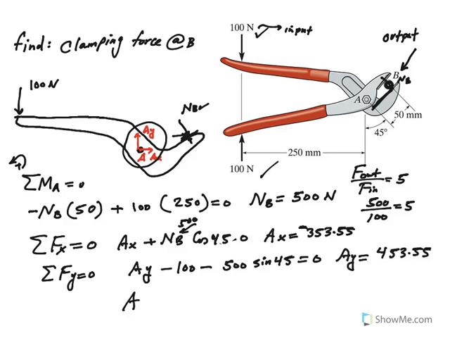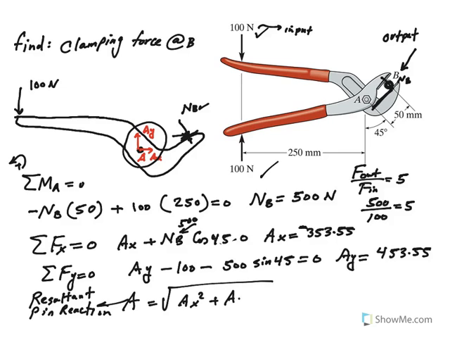And then if you want the resultant pin reaction at A, you could go ahead and do the square root of AX squared plus AY squared. So in this case, square root of 353.55, negative or positive, doesn't matter, you're squaring it, right? And this comes out to be about 575 newtons.